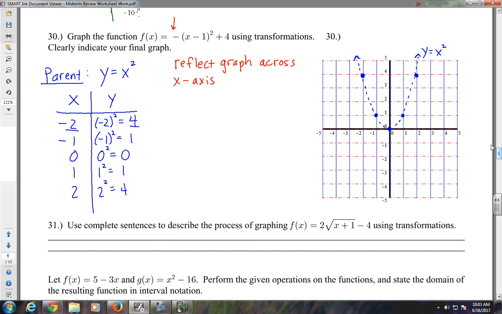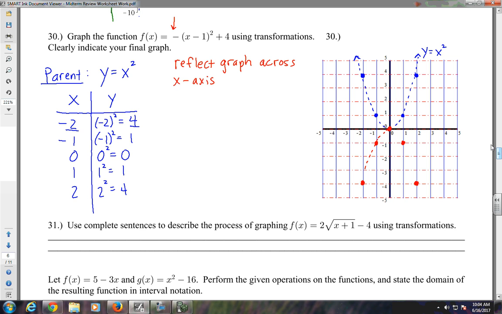So our first point was negative 2, 4. If I reflect it across the x-axis, find its mirror image, it's going to land at negative 2, negative 4. The next point at negative 1, 1 reflects below the x-axis to the point negative 1, negative 1. Our vertex doesn't go anywhere. It's going to stay right there. Reflecting the point 1, 1 across the x-axis, we end up at 1, negative 1. And finally, the point 2, 4 lands at 2, negative 4.